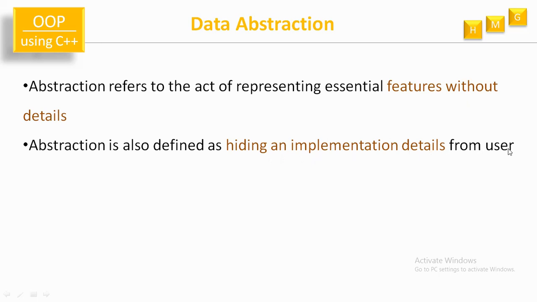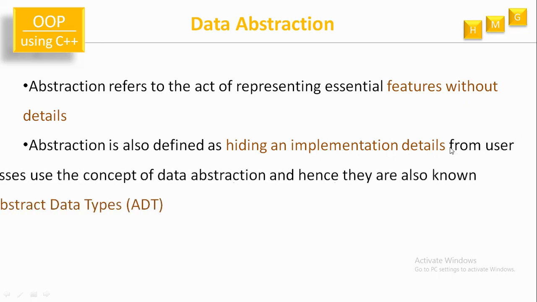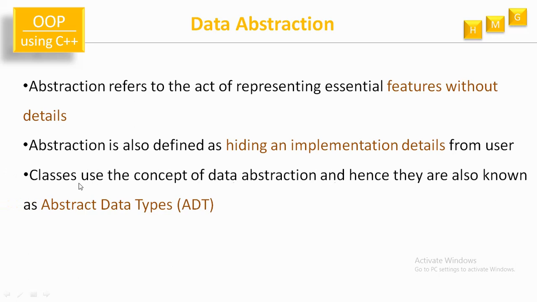Whenever you are defining the abstraction or abstract data, the actual implementation is not given in detail. So in this way it is hidden from the user. What operations will be performed and what type of implementation will be done will be hidden from the user. Here in OOP, the classes use the concept of data abstraction.